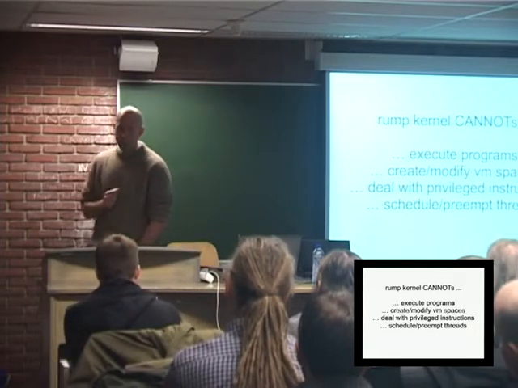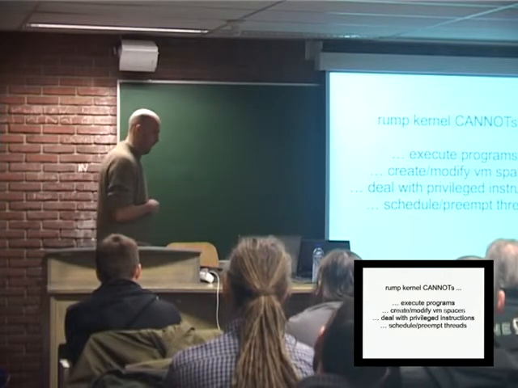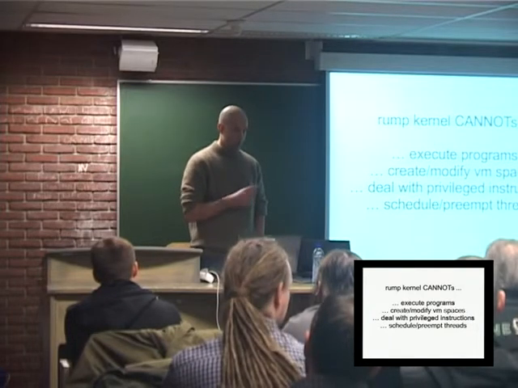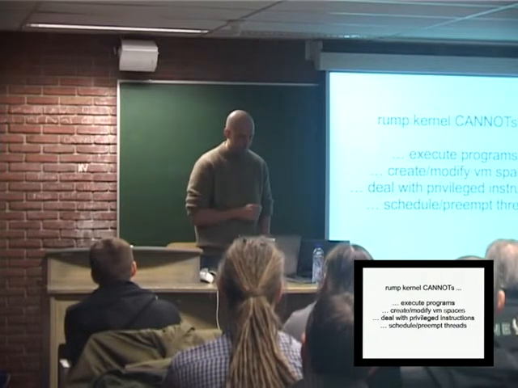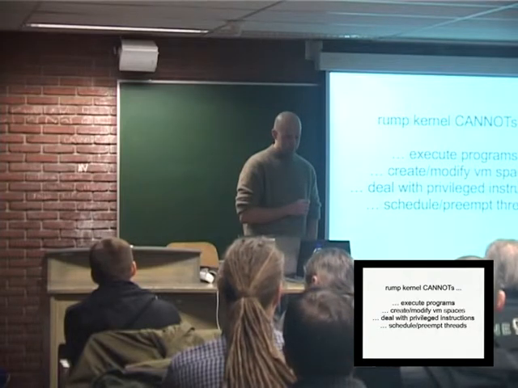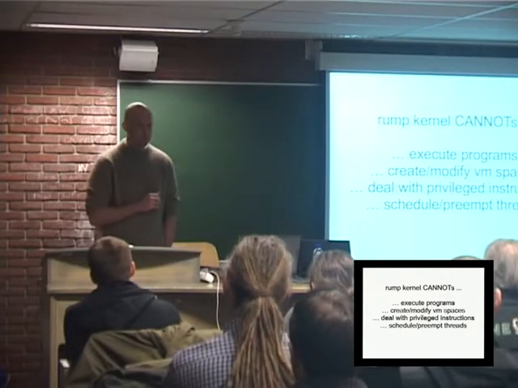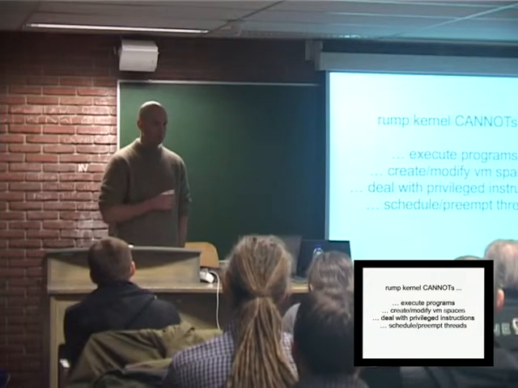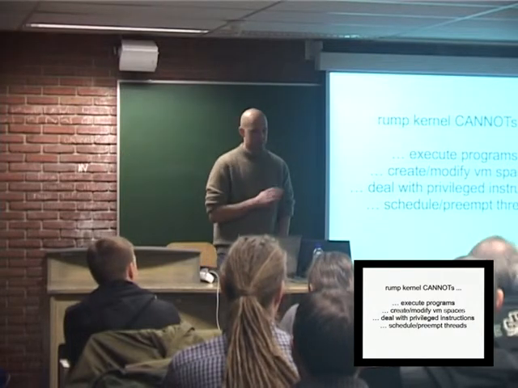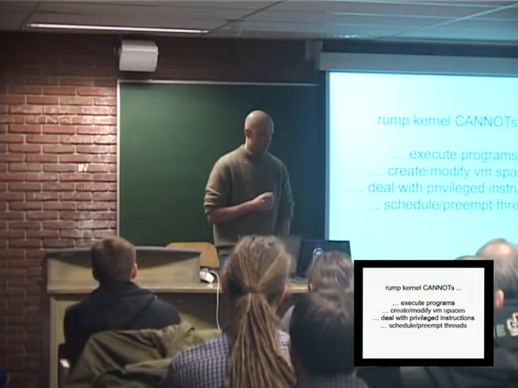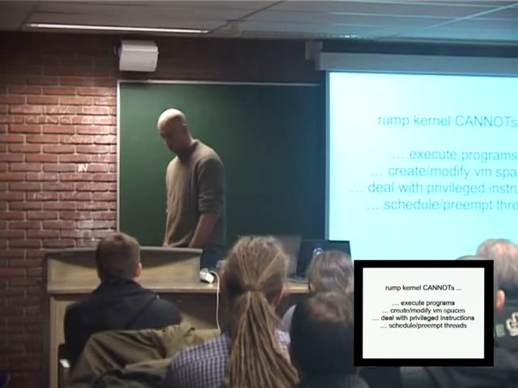A Rump kernel cannot deal with privileged instructions, which just means it can't. If you try to execute code in a Rump kernel with a privileged instruction in that code, it will say boom, unless, of course, you're running in privileged mode. And then one of the very key things is that there's no thread scheduling knowledge, no thread preemption knowledge. Everything is used from the host platform where it runs. It's completely up to the host how it schedules the threads and which threads are running. If there's some piggy thread running, it's the host's problem to unschedule that thread.